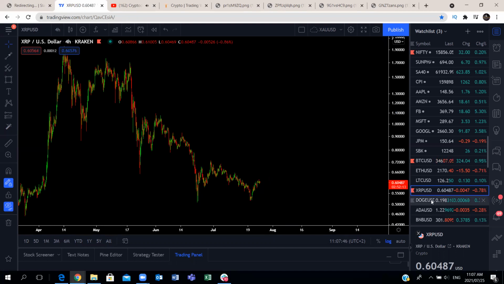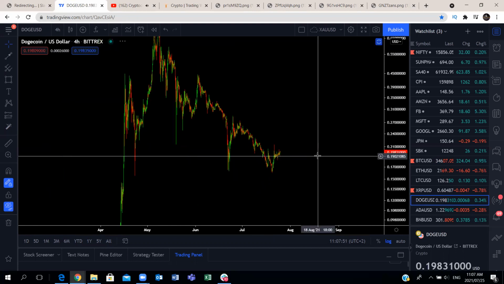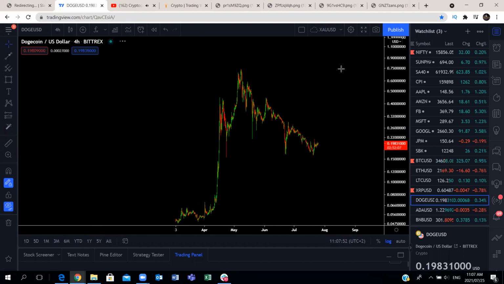Right, next is Dogecoin. So Dogecoin, we still expect Dogecoin to continue pushing to the upside. Last week, we expected Dogecoin to continue slightly lower and come and retest around 28 cents. So that is still the expectation as far as Doge is concerned.